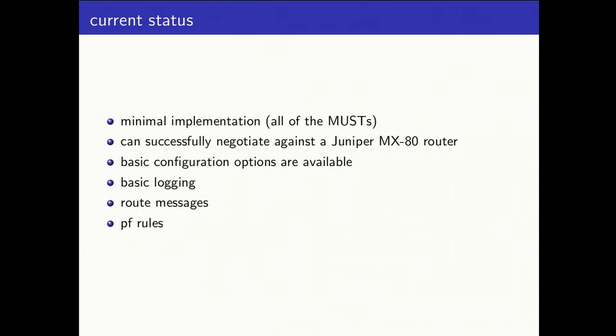So currently, I've implemented all the musts of the 5880 and 5881, which is the base BFD implementation and the single hop IPv4 and IPv6. I can do a turn up against a Juniper device, and I can do all the regular health checks with that. And when I pull a link, I see it fail correctly within the appropriate amount of time. All the basic configuration options are there. A few bits are hard-coded just because I haven't felt like actually dealing with that yet. There's some basic logging, quite a bit of which will need to be removed because it's still printf debugging, printf development style.